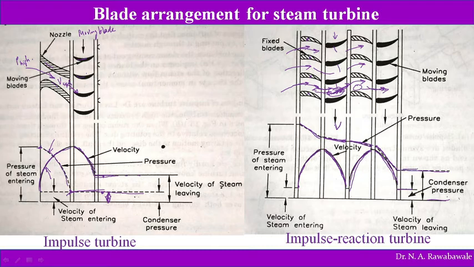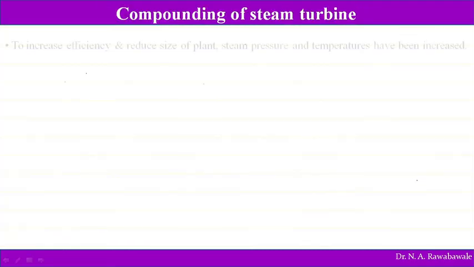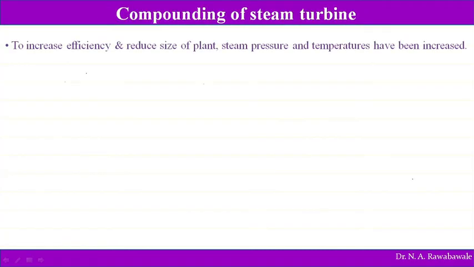Steam comes out at the condenser pressure and then it is passed into the condenser. So this is how the impulse reaction turbine works. Now what is compounding of a steam turbine and what is the necessity of compounding?